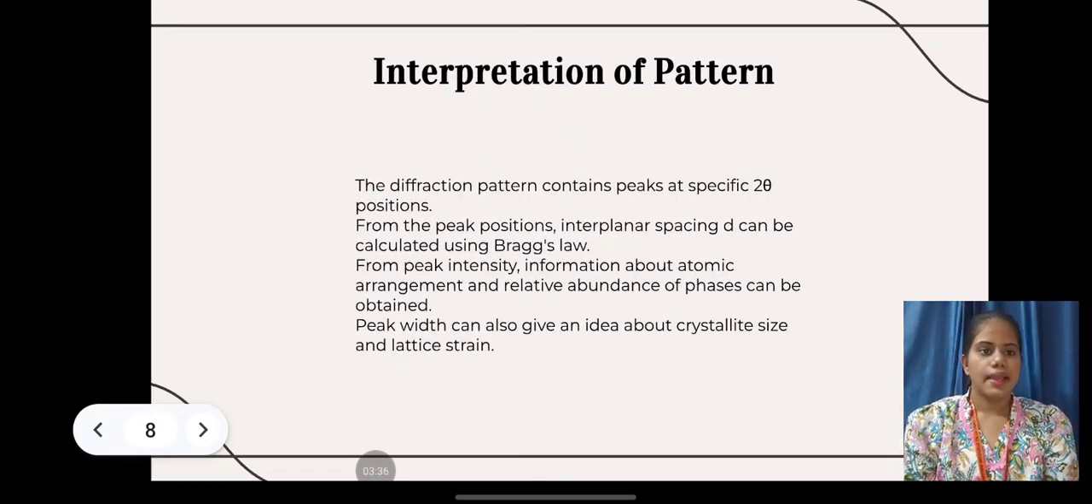Interpretation of pattern. The diffraction pattern contains peaks at specific 2 theta positions. From the peak positions, interplanar spacing can be calculated using Bragg's law. From peak intensity, information about atomic arrangement and relative amounts of phases can be obtained. Peak width can also give an idea about crystallite size and lattice strain.